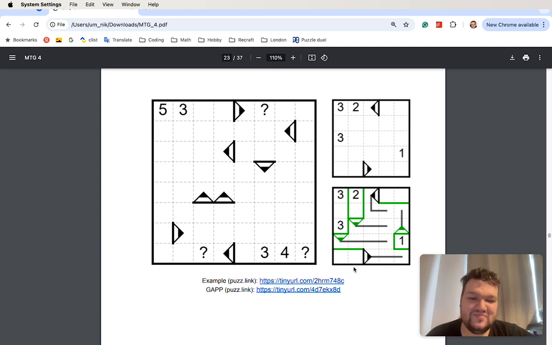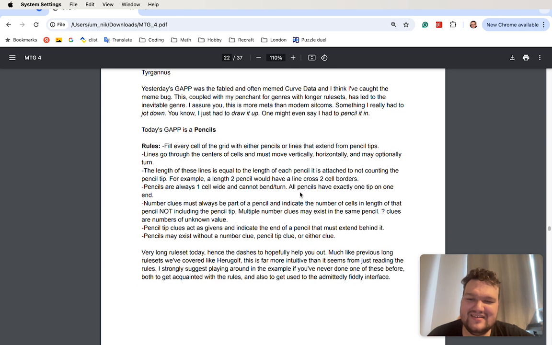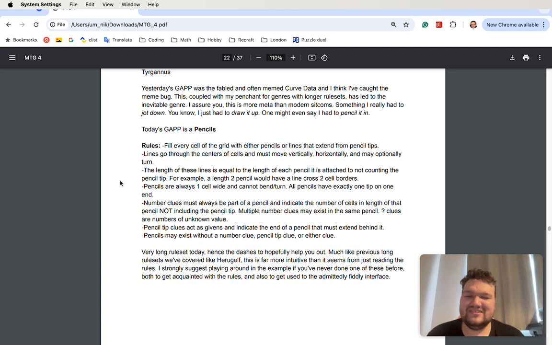So this is like a picture of some pencils with some lines coming off the tops of the pencils. The rules. Fill every cell of the grid with either pencils or lines that extend from pencil tips. Lines go through the centers of cells and must move vertically, horizontally, and may optionally turn. The length of these lines is equal to the length of each pencil it is attached to, not counting the pencil tip. For example, a length 2 pencil would have a line across 2 cell borders.